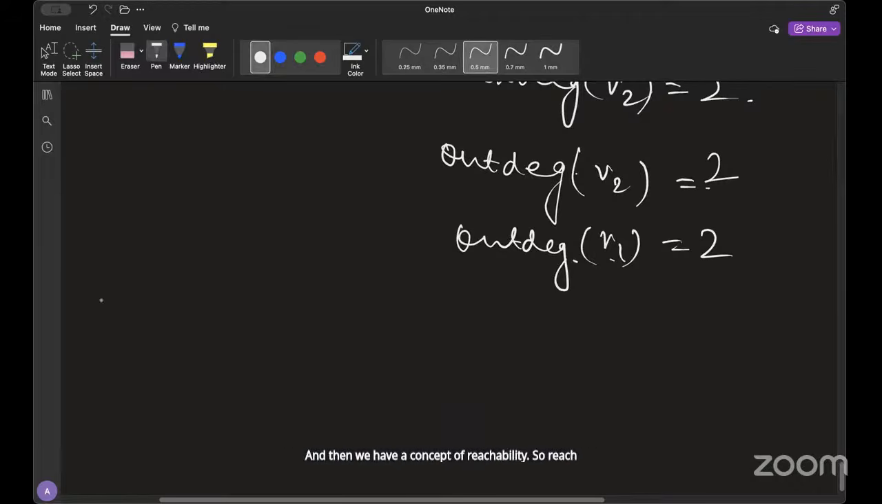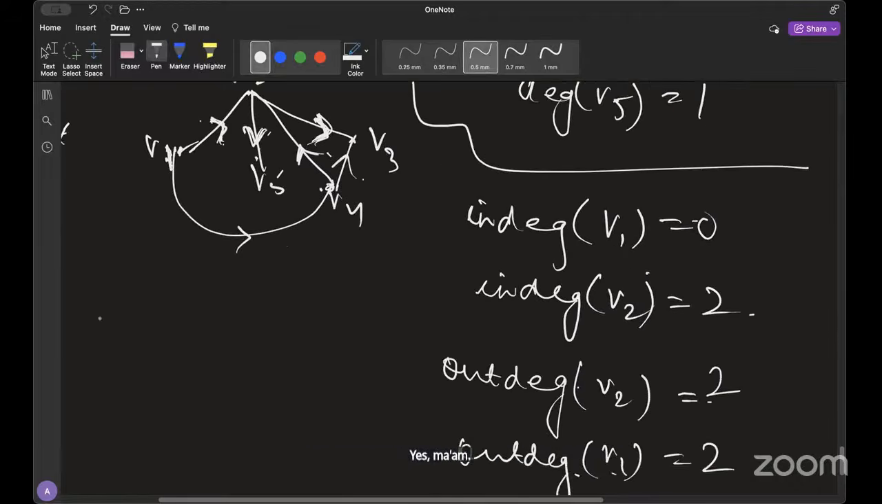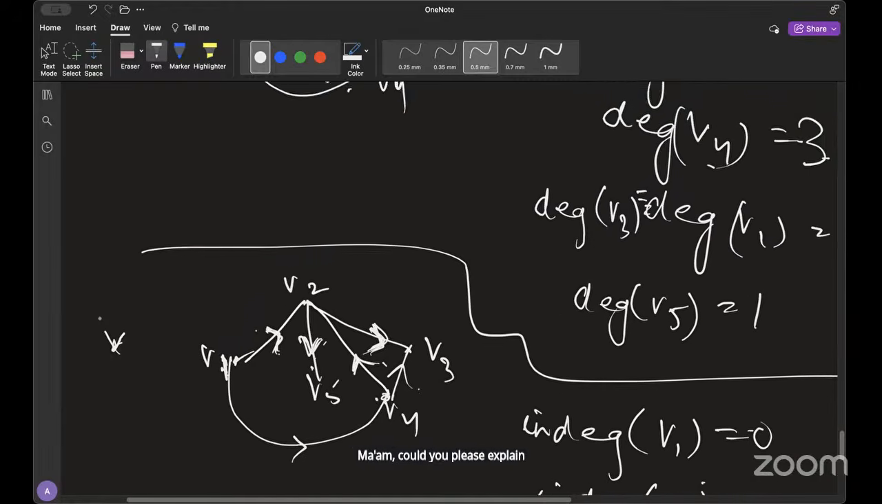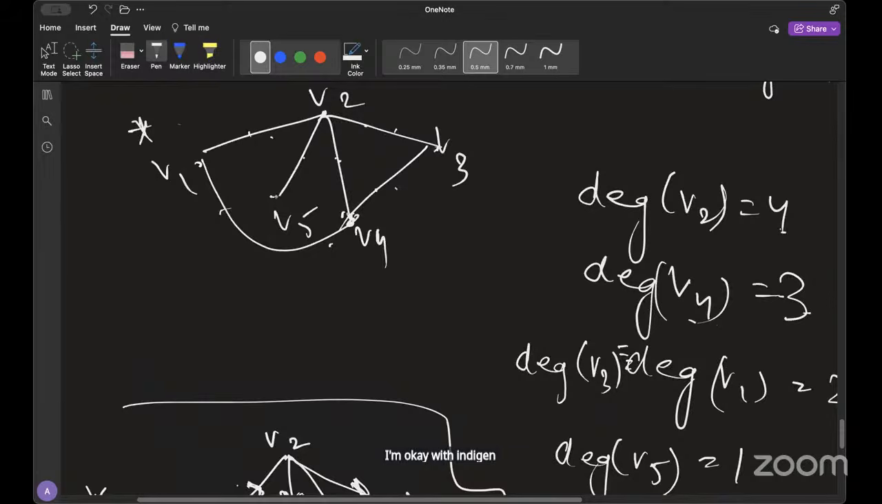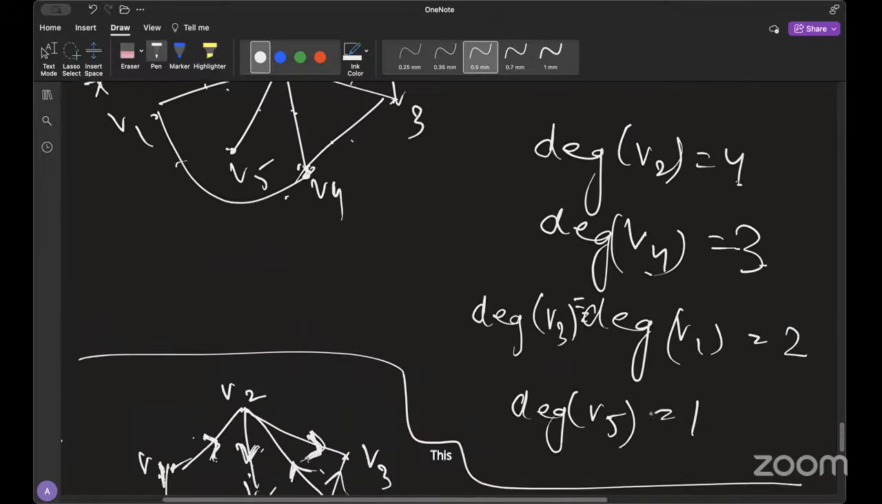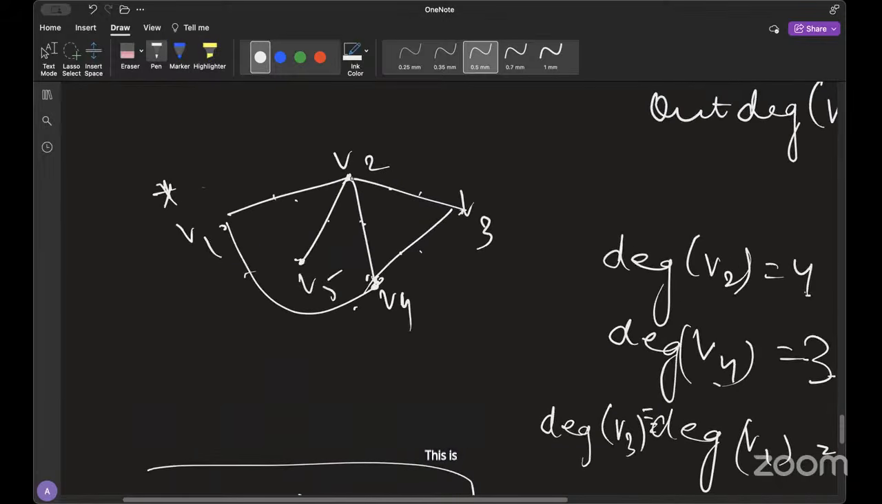Ma'am, could you please explain the degree thing again? I'm okay with in degree and out degree, but not the degree thing. This one. This is basically the number of edges that this vertex lies on.